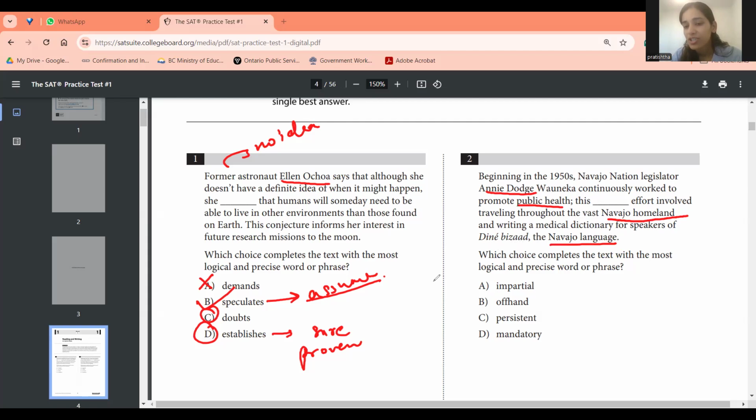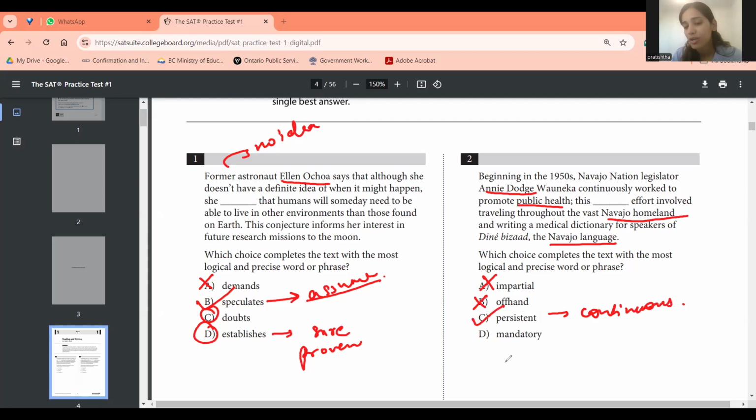So now, this dash effort. Impartial means not partial, like not on one particular side. So impartial is not there. Offhand is when you're doing something offhand, right? You are just not really focused. So it's not that. Persistent effort. Persistent means continuous effort.